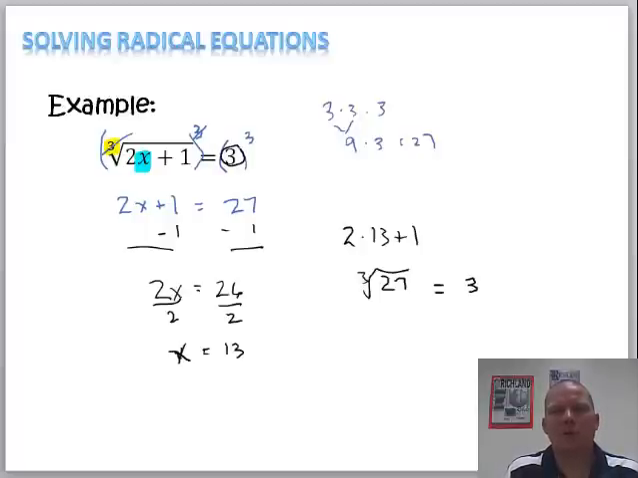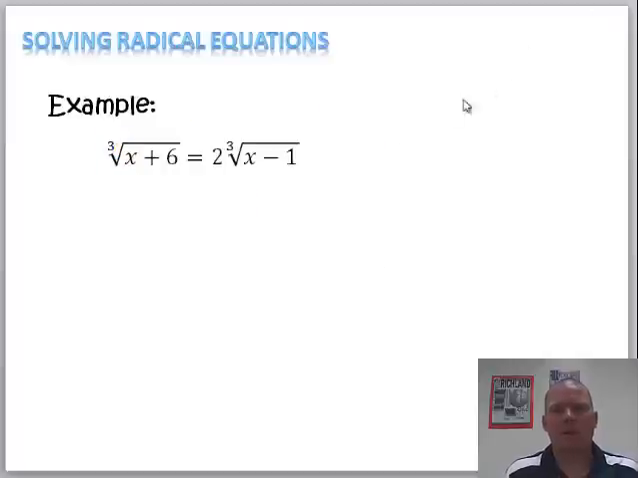Let's move on to example 3. If you'll notice, example 3 is another cube root, but I have the cube root on both sides. So that's going to work out even a little bit better for us. To get rid of this, since the left side is already solved for the cube root, I'm going to go ahead and cube it. I'm going to cube this side, and I'm going to cube the right side also.